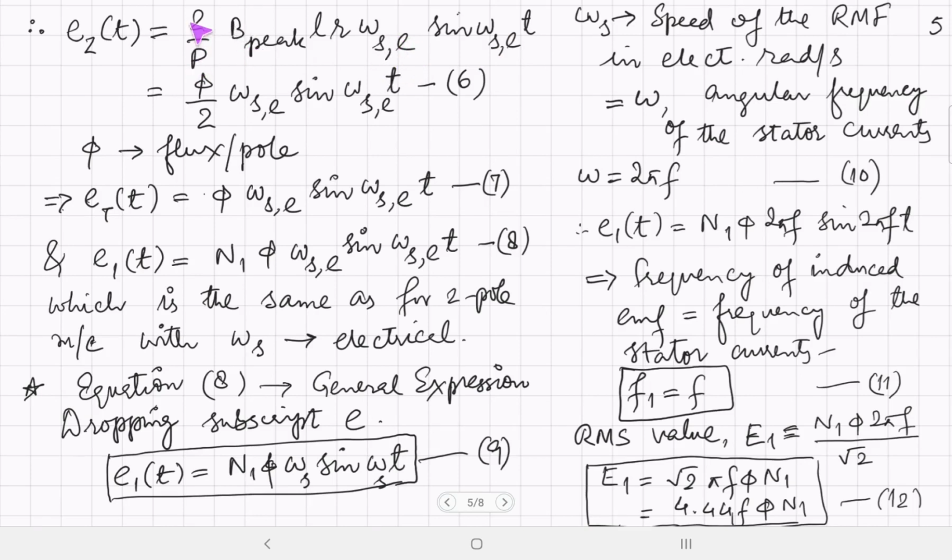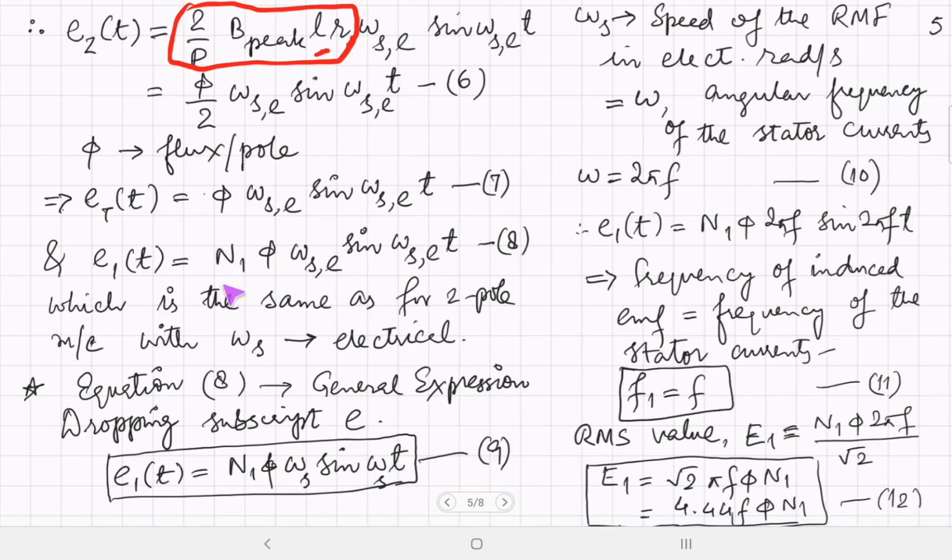And we can again see that as far as this expression is concerned, this is equal to half of the flux per pole, because for a P-pole machine the flux per pole is 4 upon P B peak L R, and therefore this quantity is phi by 2 into omega SE sine omega SE into t, where phi is the flux per pole. The EMF per turn will be twice e_z, therefore it will be phi omega SE sine omega S t.